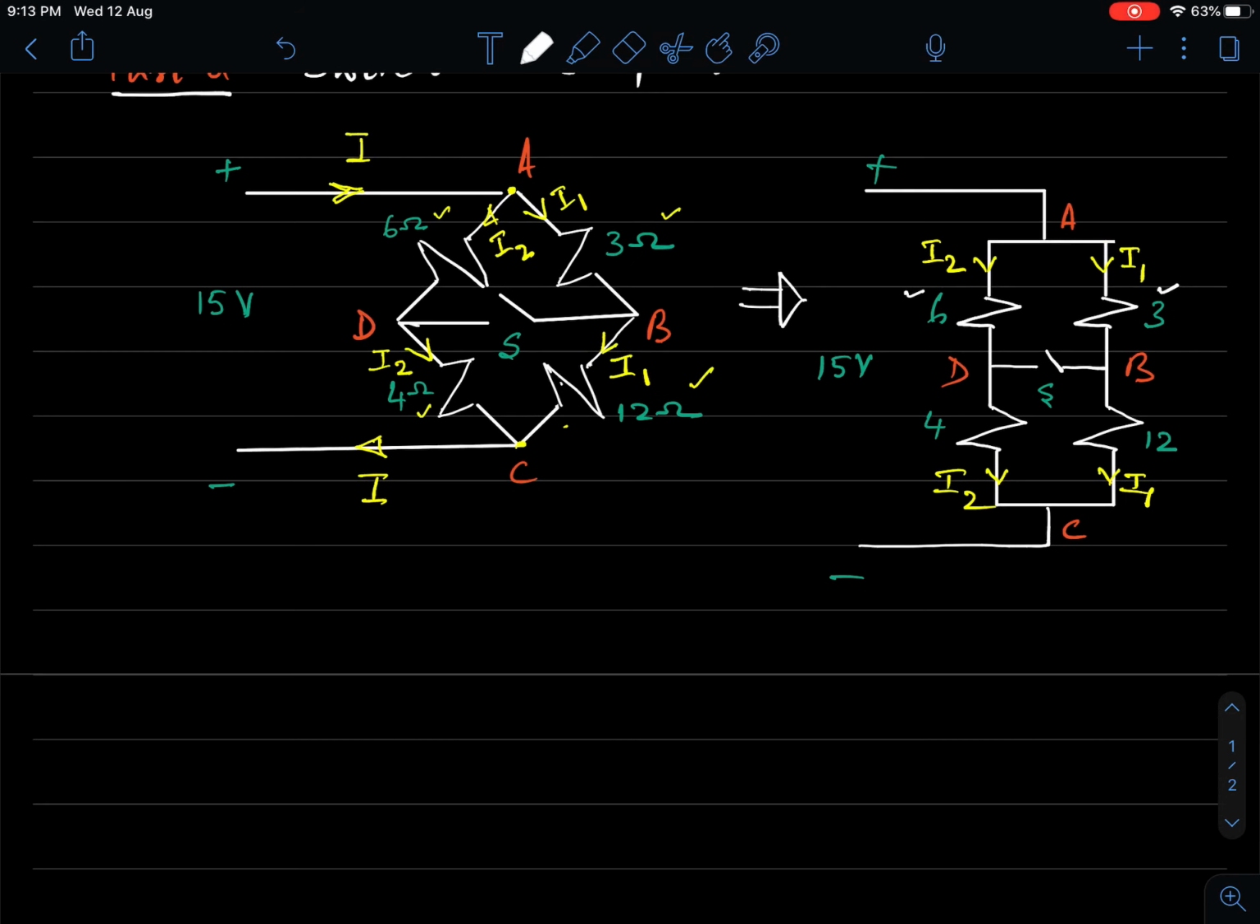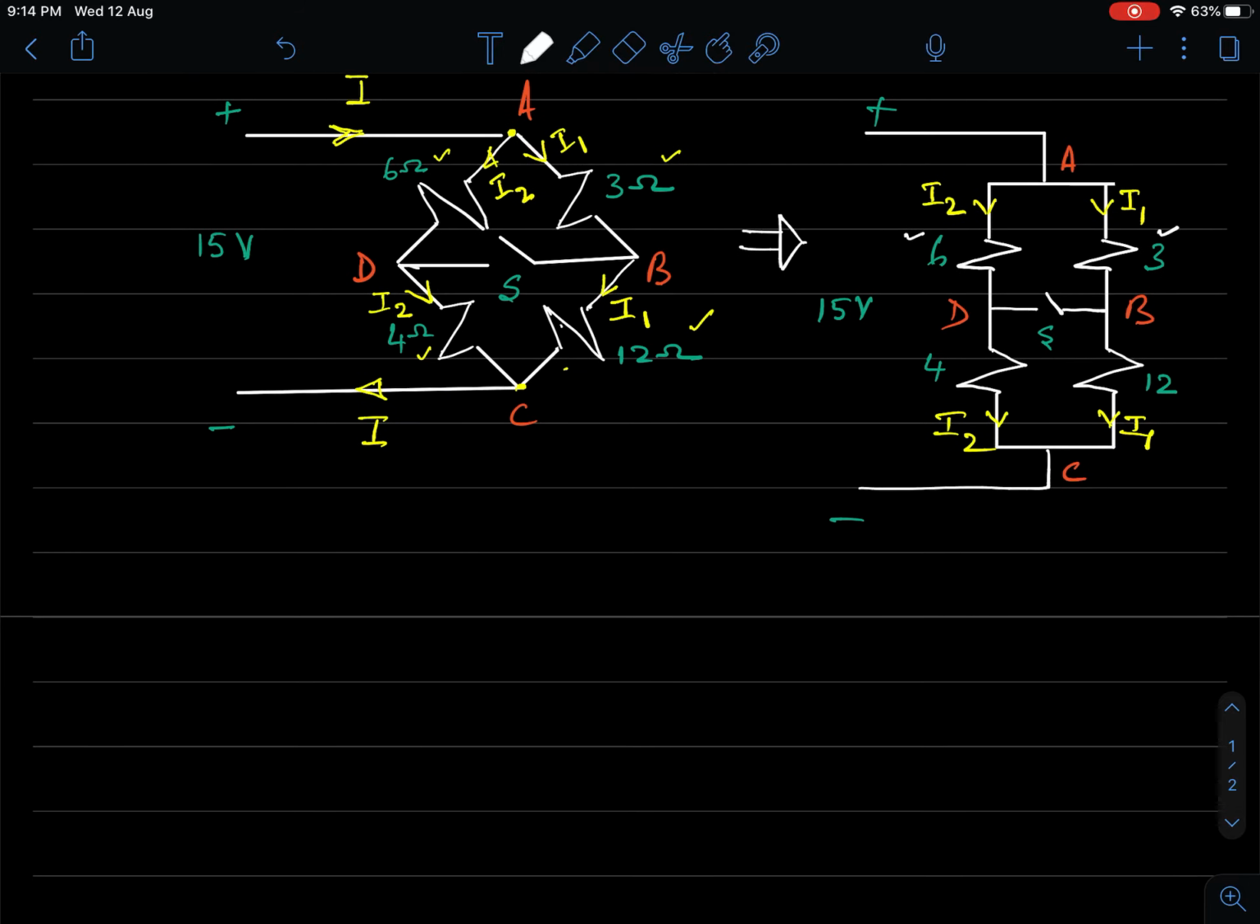Just as a side note, I will reproduce this part of the network. I'll erase it eventually, but you try to follow what I'm trying to emphasize here. See, this 6 ohm and 4 ohm, they are in series. Only I have taken this part of the circuit. 6 and 4 are in series, and there is this 15 volt appearing across this combination. 6 and 4 are carrying the same current, I2 amperes. So hence they are in series.